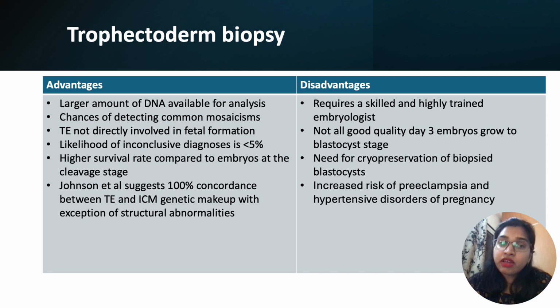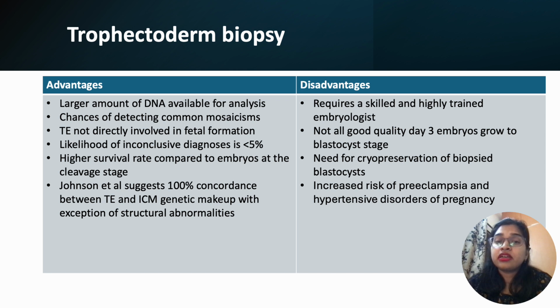There is a higher survival rate compared to embryos at the cleavage stage. So obviously अगर कोई embryo day 5 तक आया है, then it has a higher chances of survival. Then Johnson et al. suggest that there is a 100% concordance between trophoectoderm and inner cell mass genetic makeup with exception of structural abnormalities.